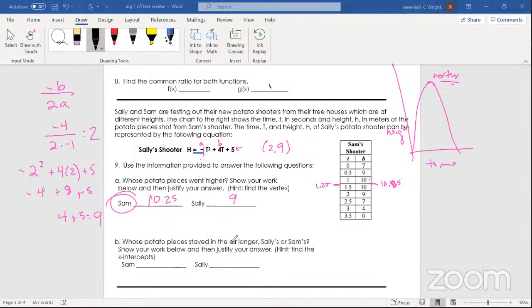All right, whose potato pieces stayed in the air longer? Remember, it hits the ground right here when the time is 0 again, which is the x-axis. And so that means we need to solve the equation. I'm going to erase that just to have a clear view. But this one, of course, is easier. Sam's is easier. His hit the ground after 3.5 seconds. When the height is 0, it's at the ground, right? So now, erase this so I can have some room.